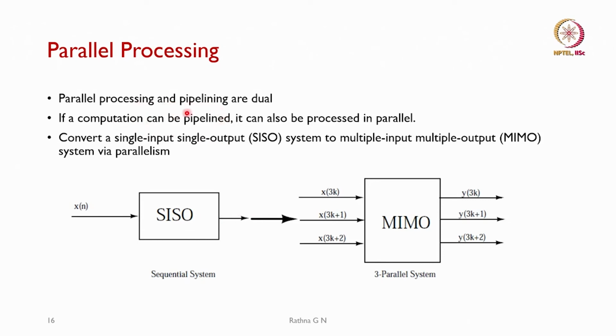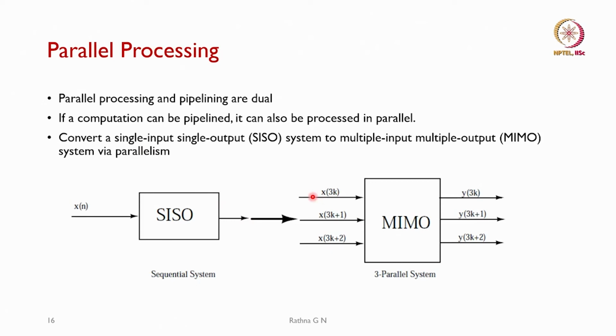We say they are dual, basically, and if a computation can be pipelined, it can also be processed in parallel. That is what we say. So, how are we going to do this? We convert a single input single output system, SISO, that is what x of n does, into a multiple input multiple output system, which we call a MIMO system, via parallelism.